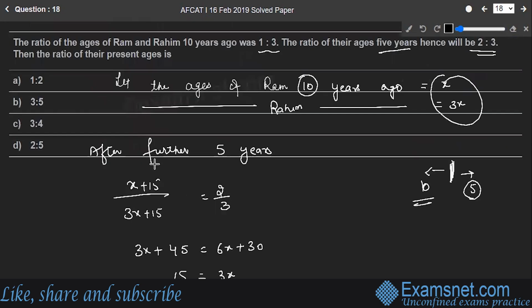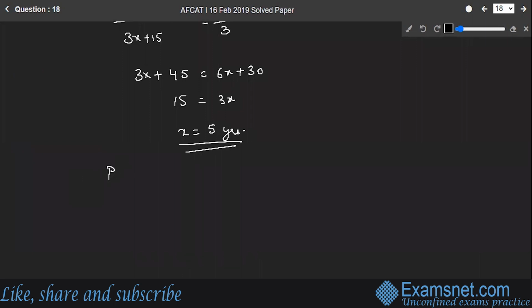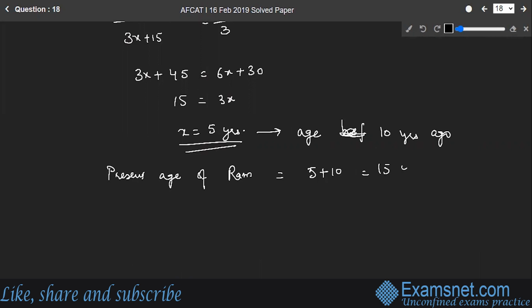This is the age of Ram 10 years ago. Correct? So the ratio of their present ages. This is the age before, or you can say 10 years ago. So present age of Ram will be 5 plus 10, that is equal to 15 years. Present age of Rahim will be 3 into 5 plus 10, that is equal to 25 years, right?